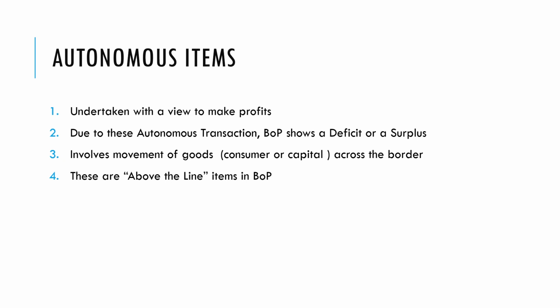In the context of balance of payments, we need to understand what autonomous items are. These are the transactions which are undertaken by the country with a view of making profits. Due to autonomous transactions, the balance of payments shows either a deficit or a surplus. This involves movement of goods, either consumer goods or capital goods, across the border, and these are therefore the above the line items in the balance of payments account.